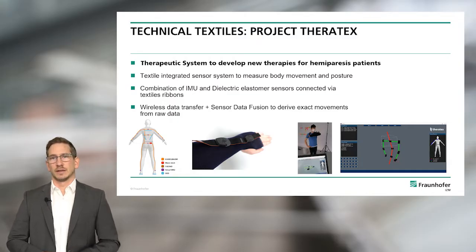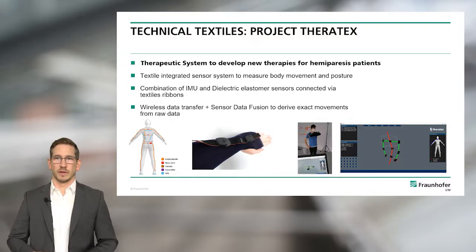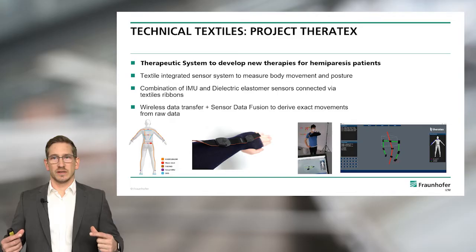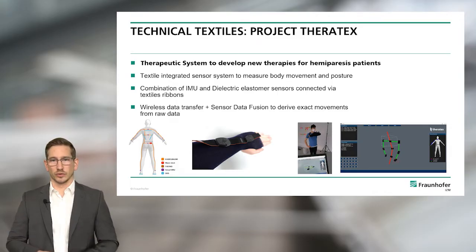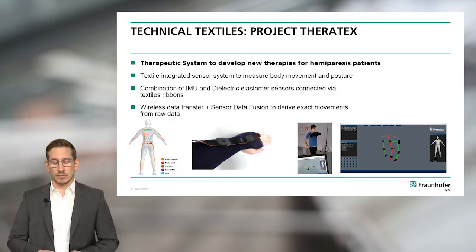And in THERATEX, we develop a therapeutic system to develop a therapy for hemiparesis patients. And here again we use textile ribbons where we can populate different sensor modules, and these ribbons are then integrated in a knitted piece of clothes. In parallel, we also developed with a partner together the integration of conductors directly into the knit, where we then can populate our sensor units onto.